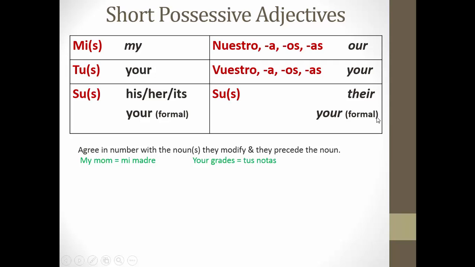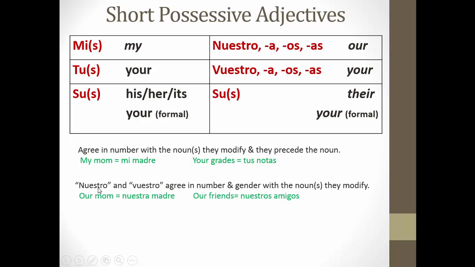When you go to use a short possessive adjective, here's some things to remember. Number 1, they will agree in number with the noun they modify. They also will go before the noun or precede the noun. Look at these examples here in green. Mi madre, my mom. And then here grades is plural, so it's got to be plural to say your grades. You must have tus notas.